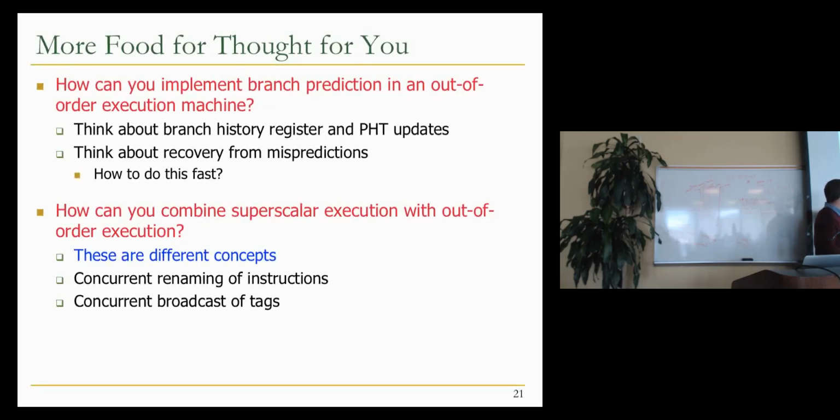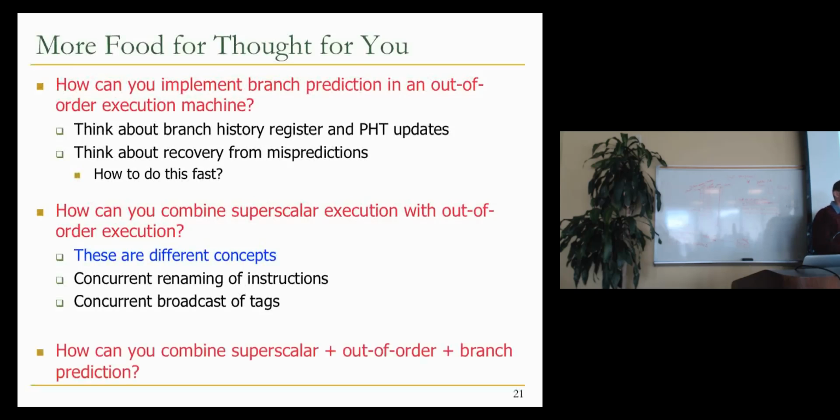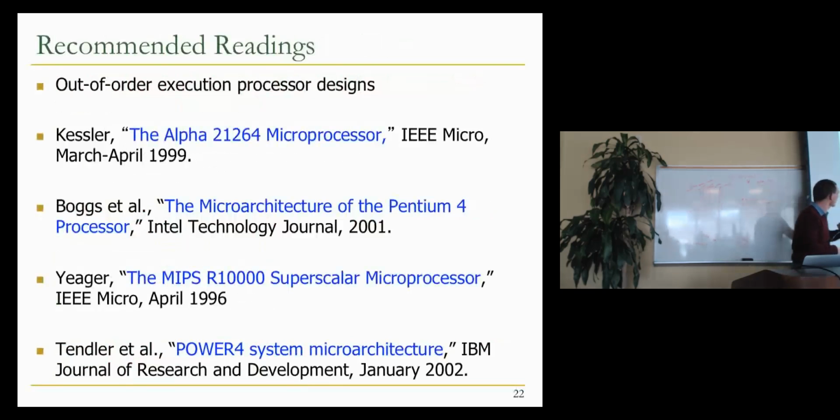And you need to concurrently broadcast the tags, but we saw the concurrent broadcasting of the tags earlier. Well, I'll let you think about this. You can combine superscalar out of order and branch prediction, which is actually done by all of the high performance machines today.